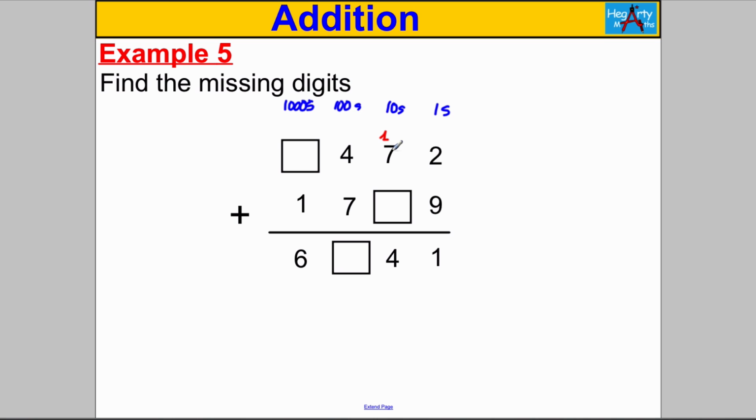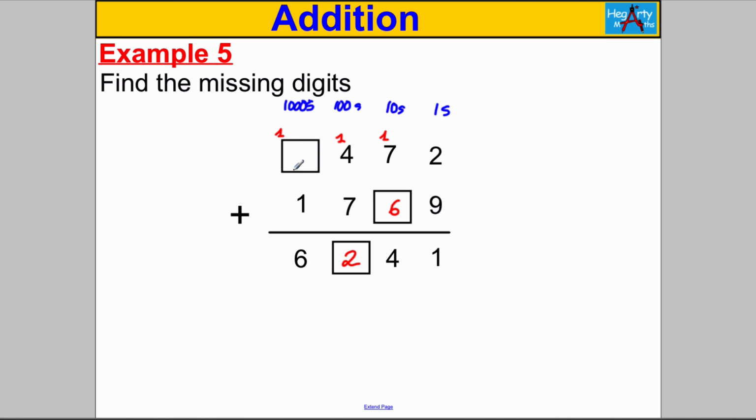Now, 1 add 7 is 8. Add something that ends in a 4. Now, that number has got to be 6, because 8 add 6 is 14. That's the only thing that can end in a 4. So that's got to be 6, which means we get 14, and we put down the 4 and we carry the 1 again. 1 add 4 is 5. 5 add 7 is equal to 12. So we put down the 2 and we carry a 1.